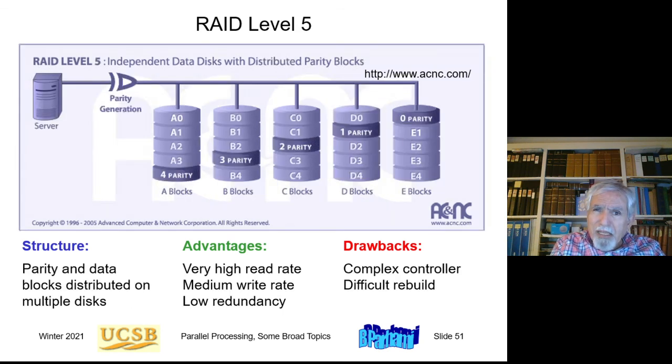So RAID 5 solves this problem by distributing the parity blocks rather than having a dedicated parity disk. Parity blocks are viewed just like data blocks. So A0, B0, C0, D0 have their parity here. A1, B1, C1, E1 have their parity on a different disk. Doesn't matter, okay? So that's just a minor improvement that removes that parity disk becoming a bottleneck because parity writes are also distributed to different disks.